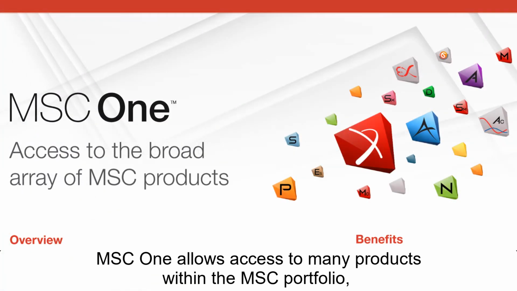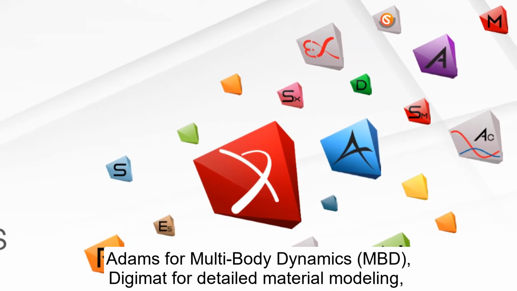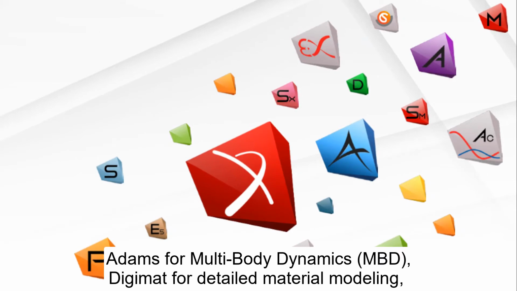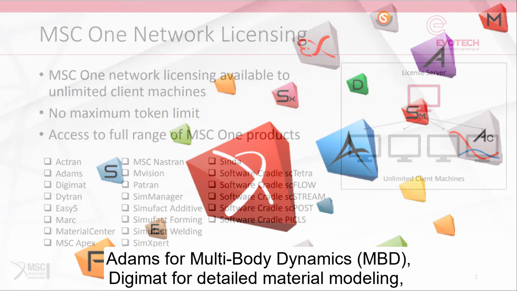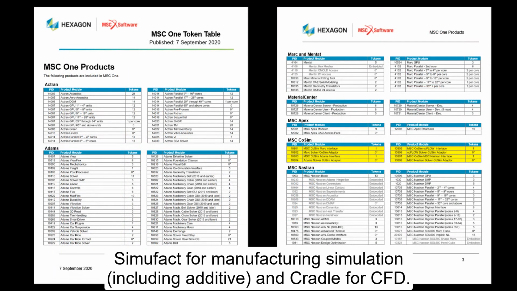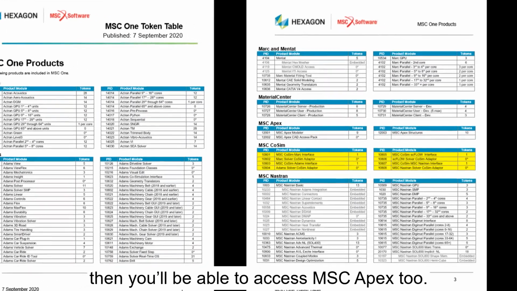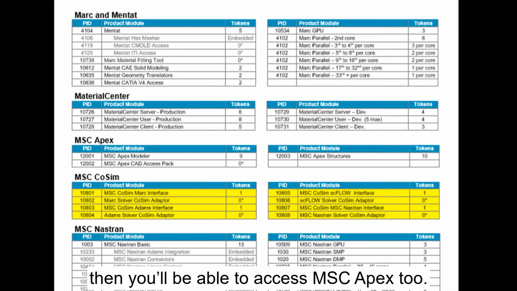Apex is available as a standalone product or through MSC Software's MSC One token system. MSC One allows access to many products within the MSC portfolio, such as MSC Nastran and Marc for FEA, Adams for multi-body dynamics, Digimat for detailed material modelling, Simufact for manufacturing simulation, including additive, and Cradle for CFD. If you're already using MSC One for these products, then you'll be able to access MSC Apex too.